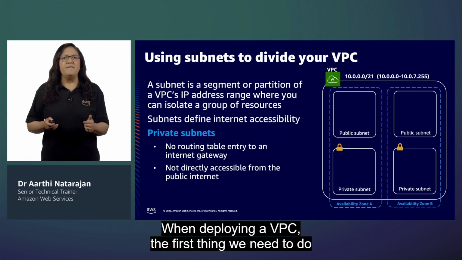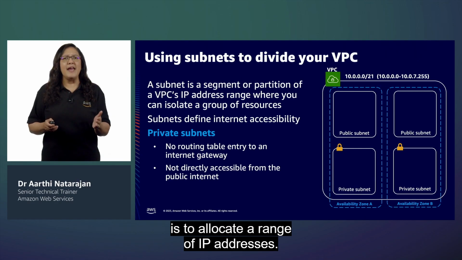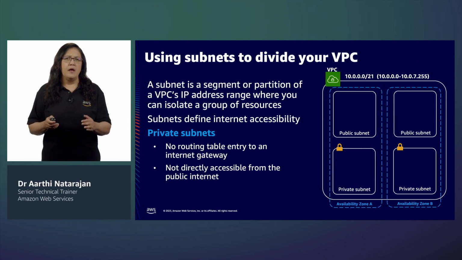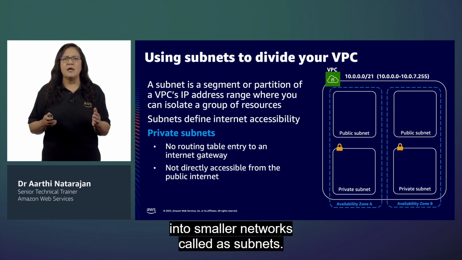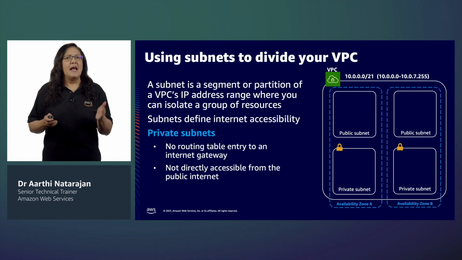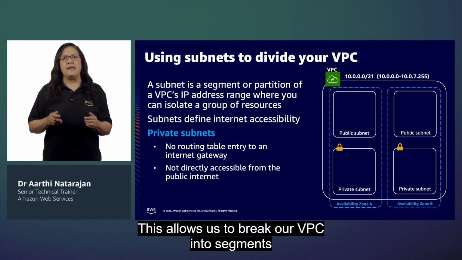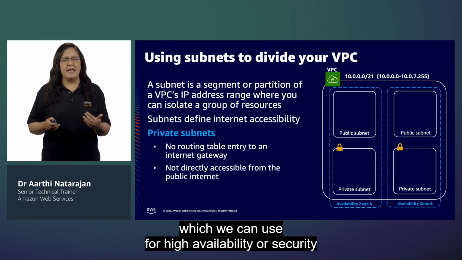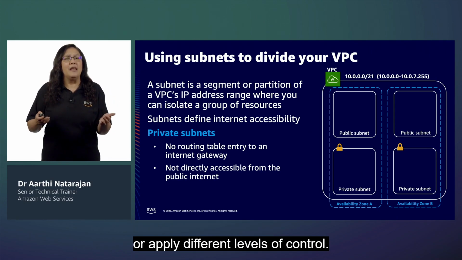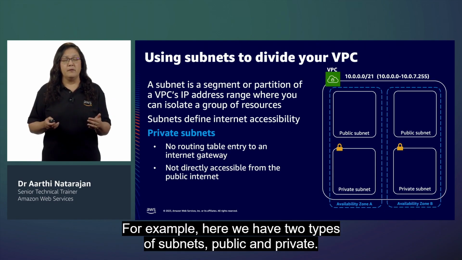When deploying a VPC, the first thing we need to do is to allocate a range of IP addresses. We can then further partition the VPC into smaller networks called subnets. This allows us to break our VPC into segments which we can use for high availability or security or apply different levels of control. For example, here we have two types of subnets, public and private.